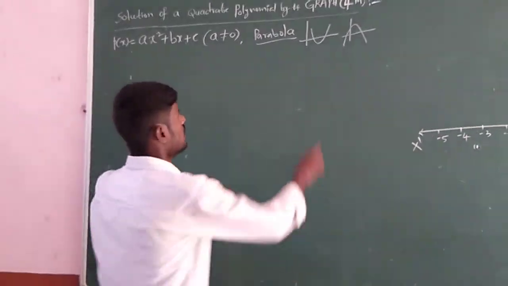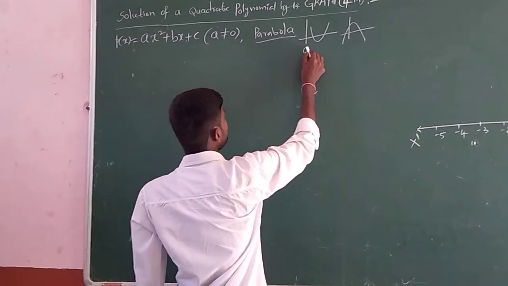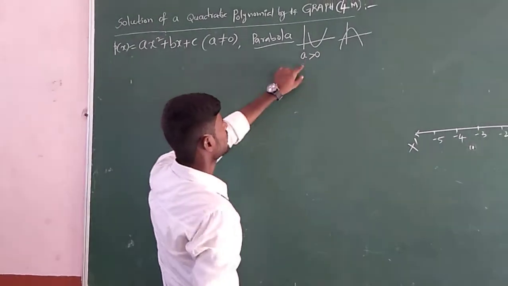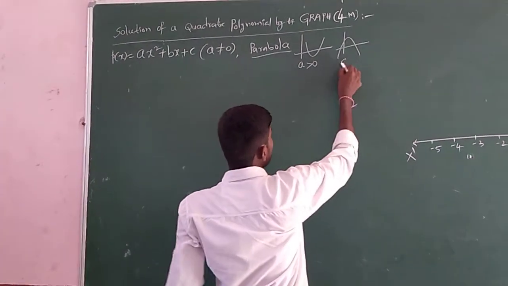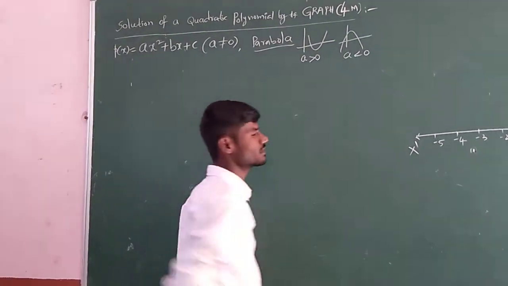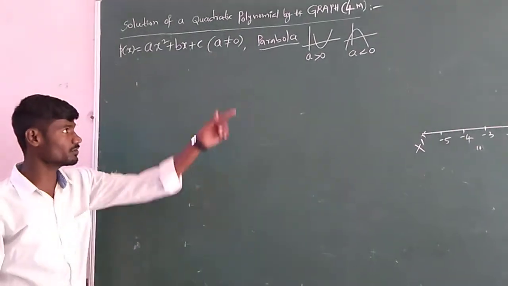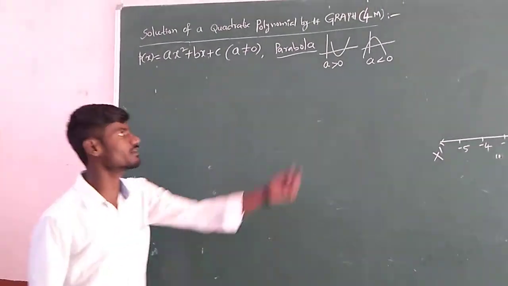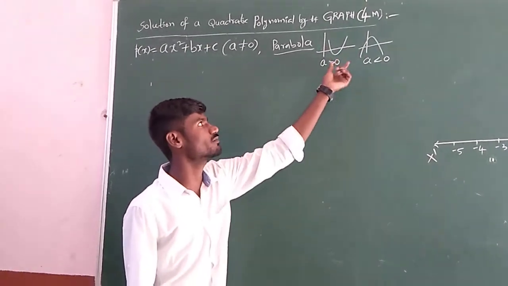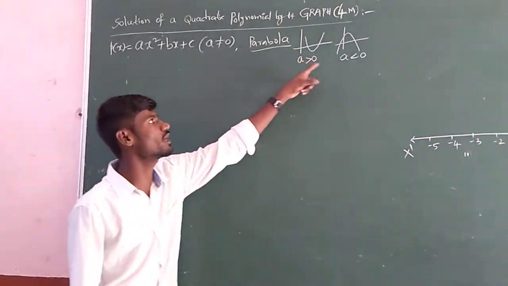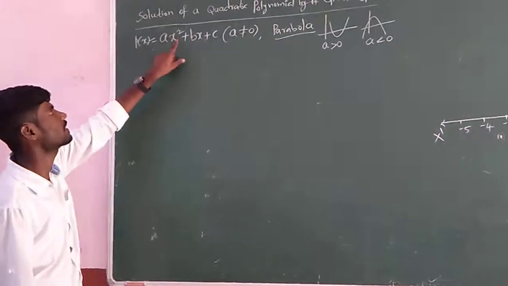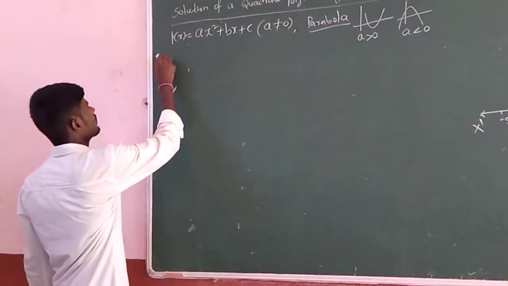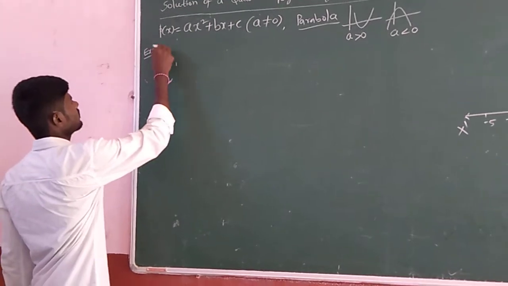Upward or downward. When will we get an upward parabola? If the x square coefficient a is greater than 0, we will get upward. And if it is less than 0, we will get a downward parabola. So remember, before drawing the graph, we can expect its curve type. How will we get the curve nature? Upward or downward parabola will be decided by the x square coefficient. Let us take one example here. We are going to explain with the help of a problem.